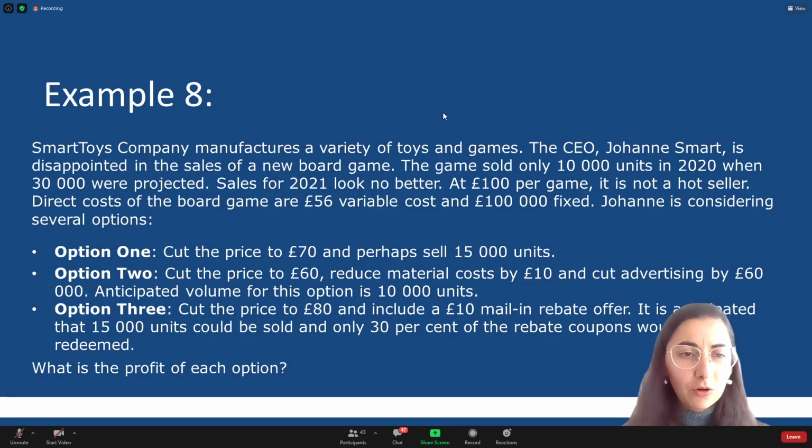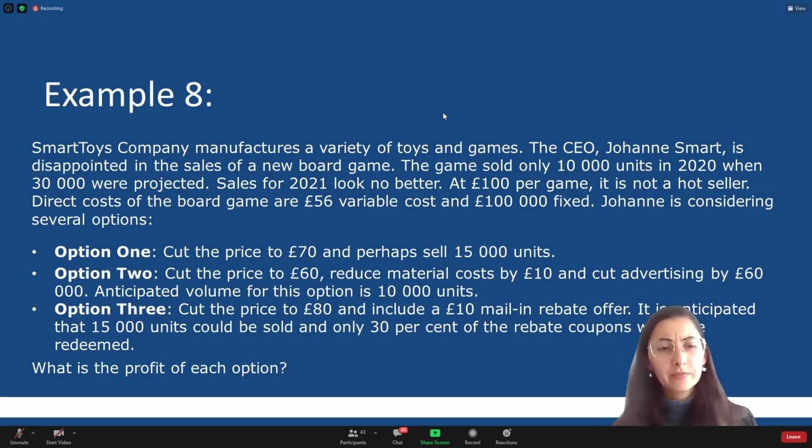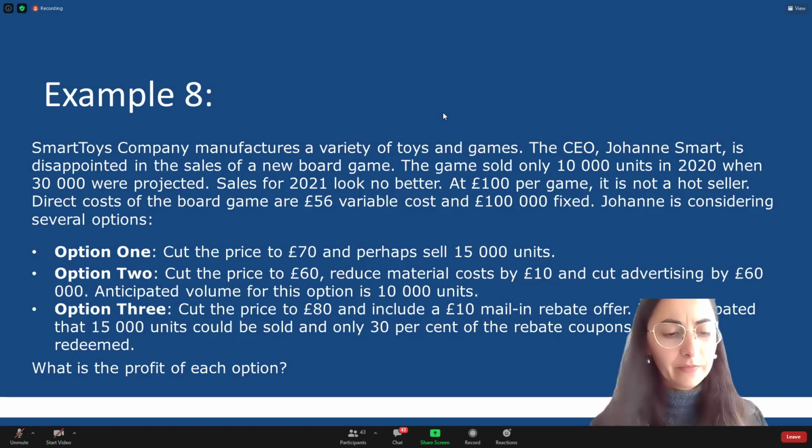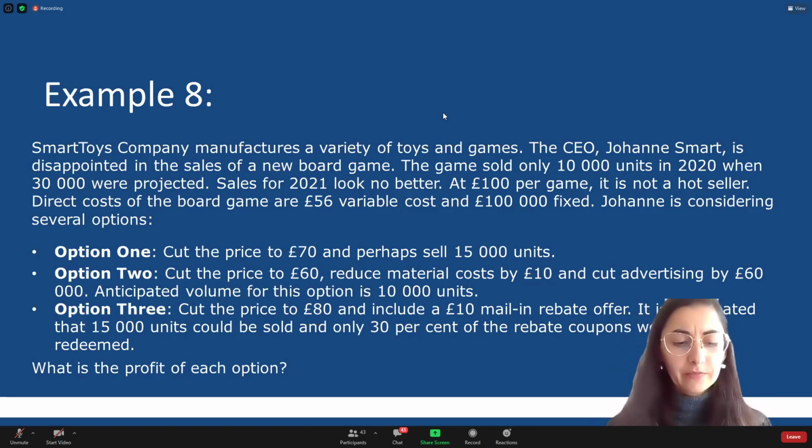Very good. And now for option 3, the price would be 80 and it will include a 10 rebate offer, and only 30% of these rebate coupons would be used. Well, then you sell 70% of that 15,000 at the price of 80, and then the other 30% you sell at 70, and then you take the fixed costs. How much would that give us?